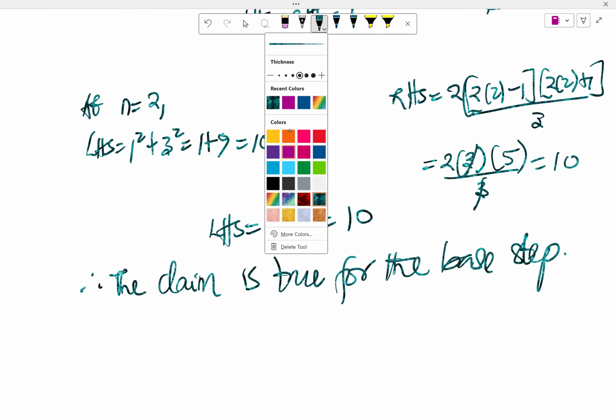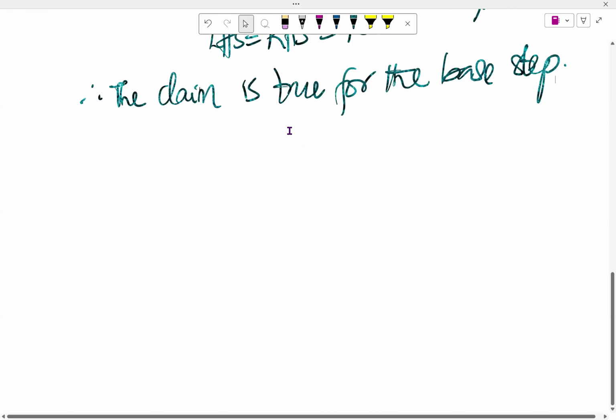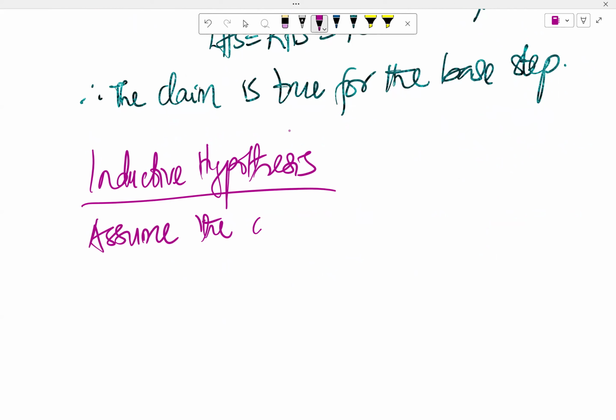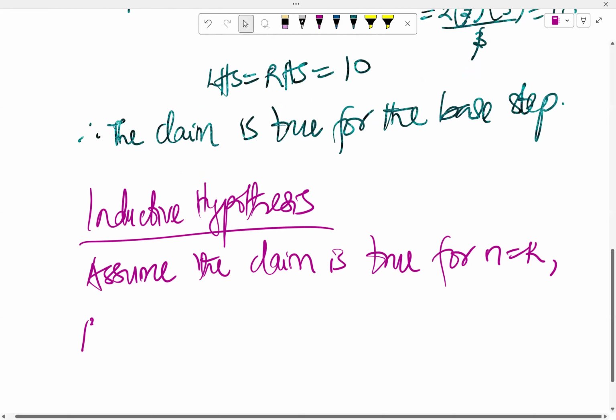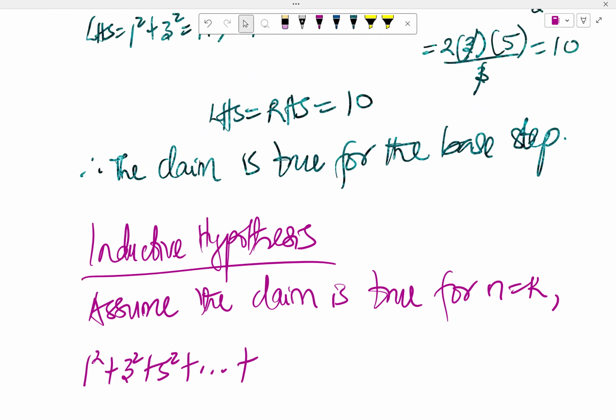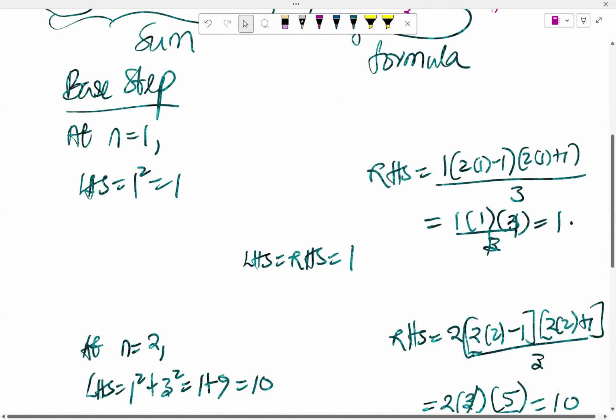And then we move on to the inductive hypothesis. For the inductive hypothesis, all you do is assume. Assume the claim is true for n equals k. That means you just have 1 squared plus 3 squared plus 5 squared plus all that plus (2n minus 1) squared.